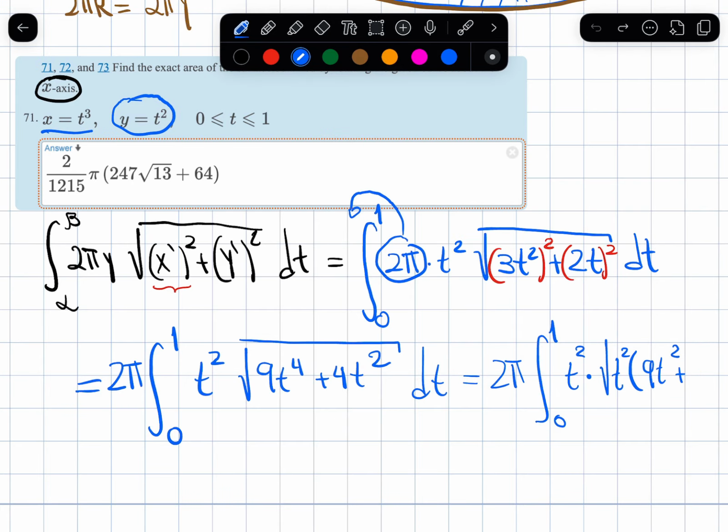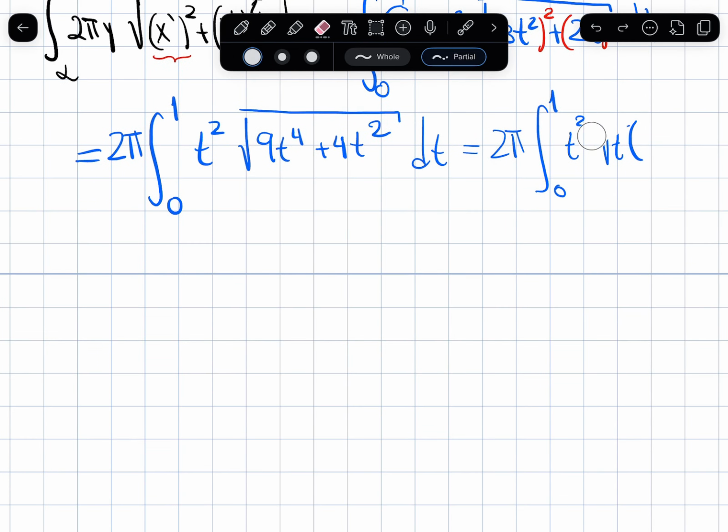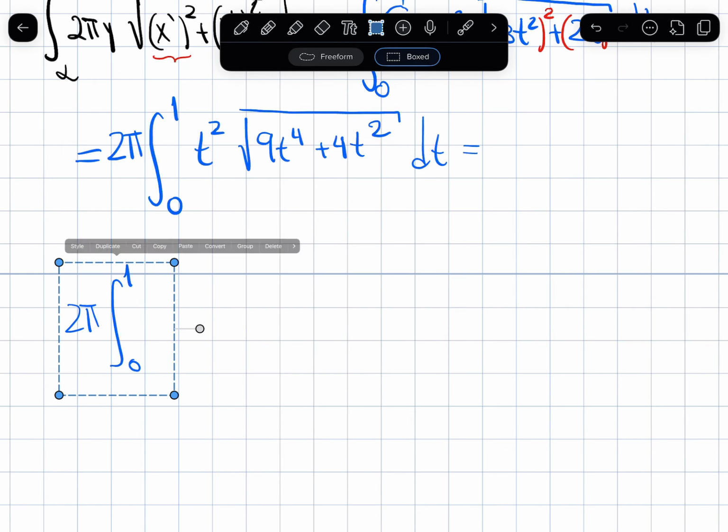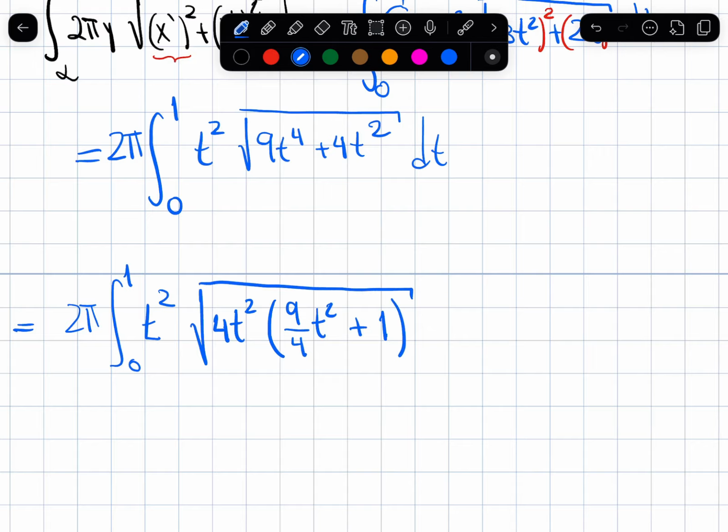Actually, let me factor out a 4. Let me do that, because I'm starting to see... Let me factor out t squared. This is the root of 4t squared. So I'm going to factor this out, and then I'll end up with 9 over 4t squared plus 1. I think this is going to look better. And you can see that the factorization is correct.